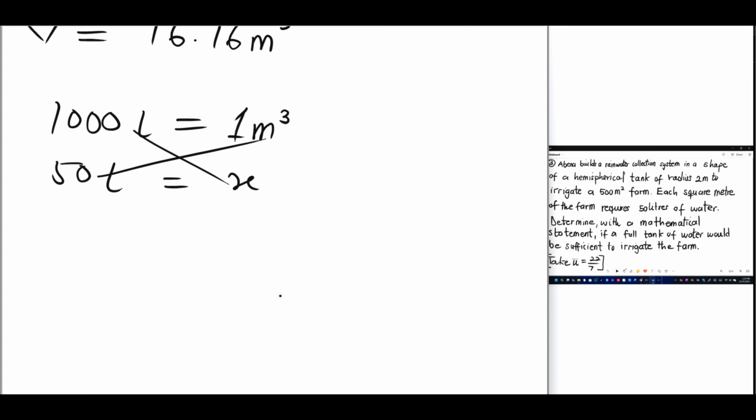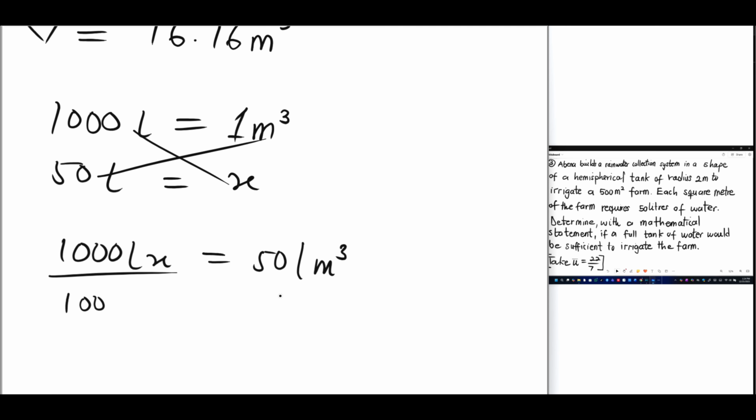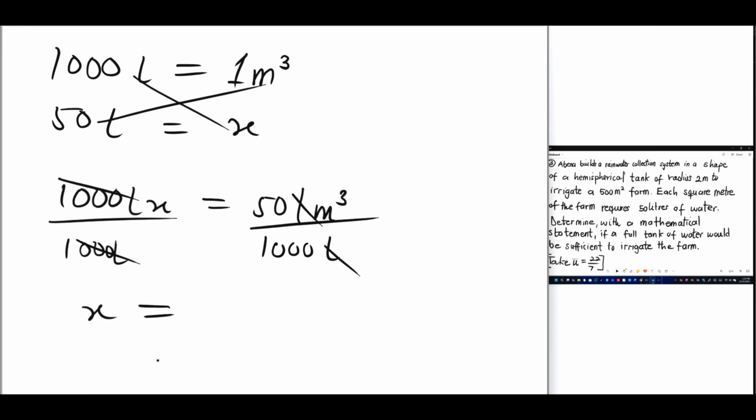So we are going to get 1,000 liters of x equal to the, sorry, 50 multiplying 1 gives us 50 liters, then meters cubed. All right, so what do we do? We are making x the subject, so we divide through by 1,000 liters. The L cancels, and we have x equal to.